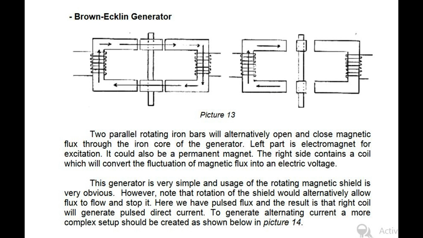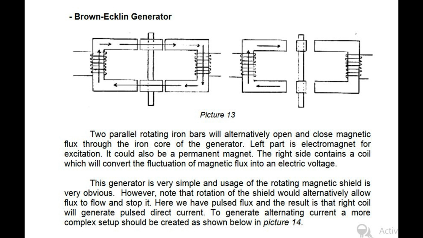Brown-Eklund generator. Two parallel rotating iron bars will alternatively open and close magnetic flux through the iron core of the generator. Left part is electromagnet for excitation. It could also be a permanent magnet. The right side contains a coil which will convert the fluctuation of magnetic flux into an electric voltage. This generator is very simple and usage of the rotating magnetic shield is very obvious.